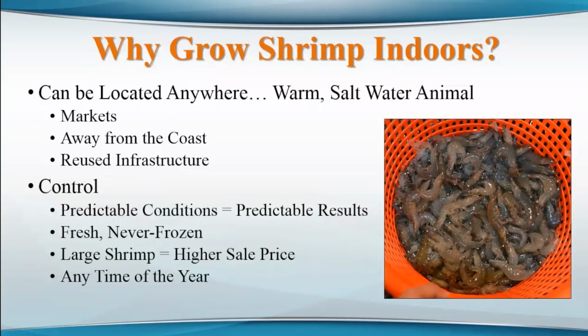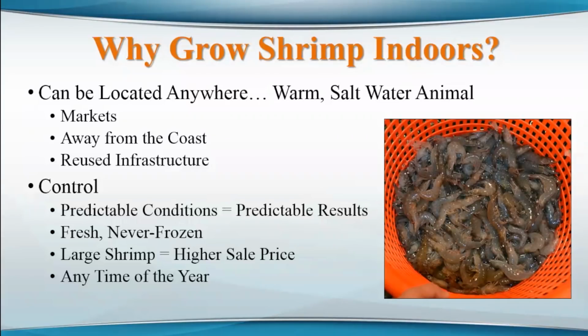So why would you want to do this indoors as opposed to outside in ponds where most of the shrimp in the world are grown? Well, if you grow them indoors, you can locate systems like these just about anywhere. If we can create a system that's productive and can be replicated, then we can build buildings, as we know, just about anywhere, and we can replicate that situation. We can situate these near markets, near where people are demanding fresh shrimp, away from the coast, which decreases the cost of the land and potential risk of storm impacts.